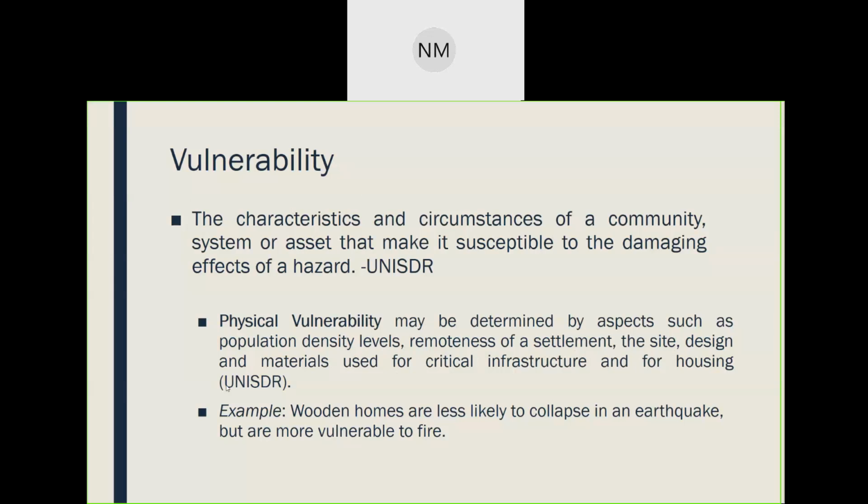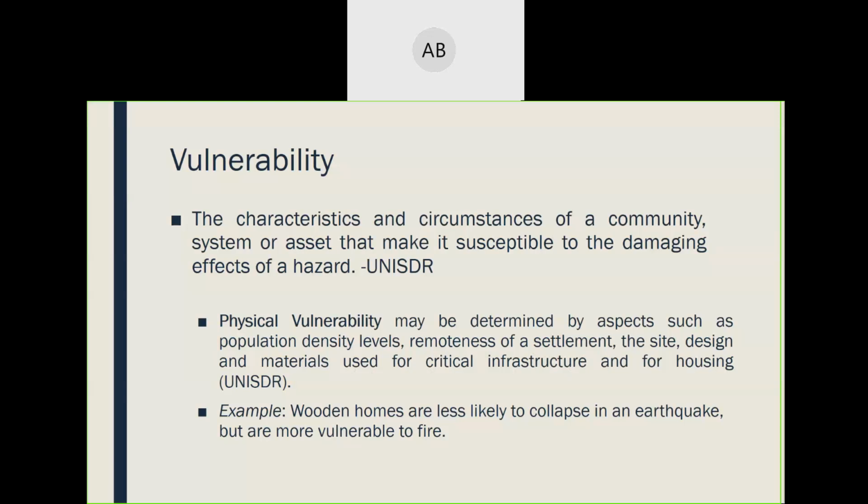Whatever it is saying, that is the definition given by UNISDR. Here, one of the important things that is said is the design and the materials used for critical infrastructure. If I like to highlight, suppose you are building a house, you have the columns, you have the beams, you have the foundation. So these are kind of infrastructure. So what kind of materials you are using?